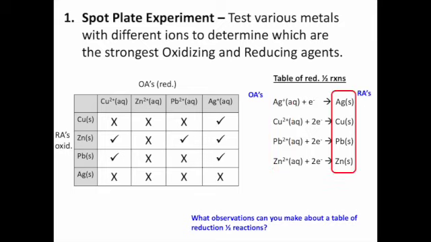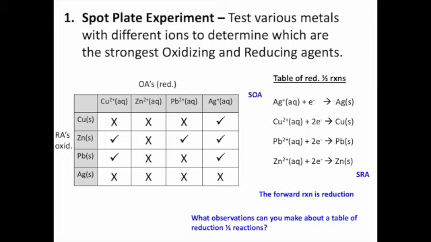And on the right-hand side of the table, you have reducing agents. The strongest oxidizing agent I have is top left. Ag positive is the strongest oxidizing agent, the SOA. The bottom right on the other side is the strongest reducing agent, which is zinc. Okay? So the highest on the left and the lowest on the right are the strongest on the table.